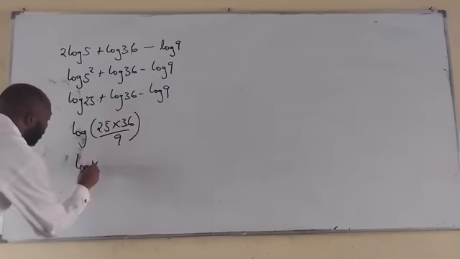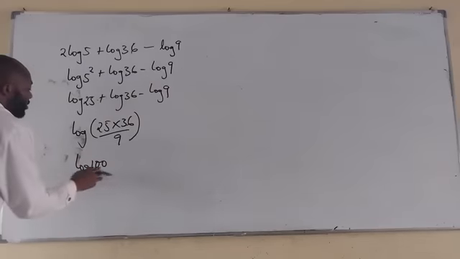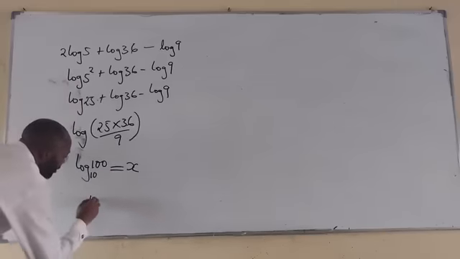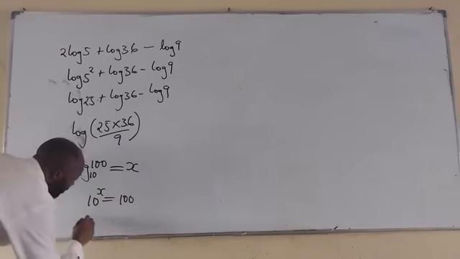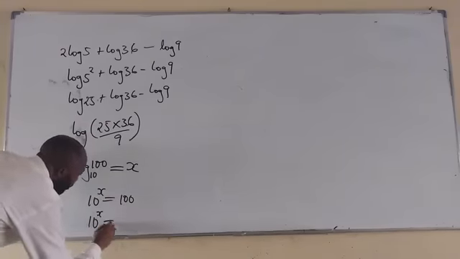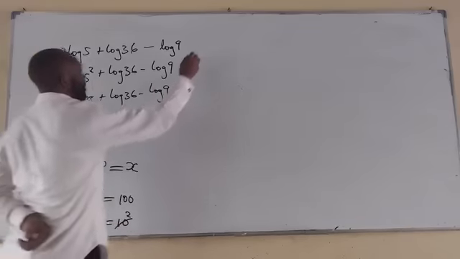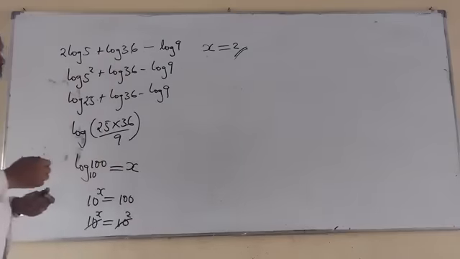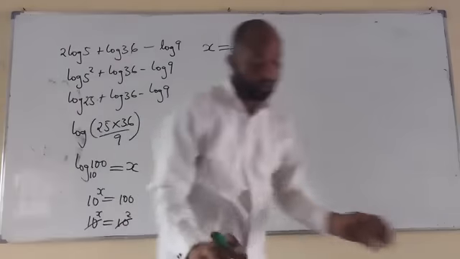So this is log 100 in base 10. So how many times can 10 be raised? We equate that to x, and this is 10 raised to the power x is equal to 100, which is 10 raised to the power x is equal to 10 raised to the power 2. Cancel this, our x is equal to 2. Let's take another question.